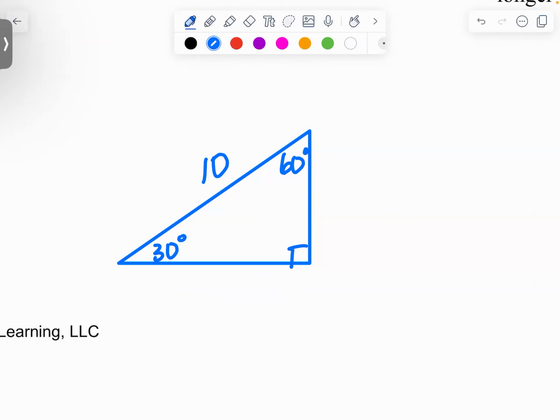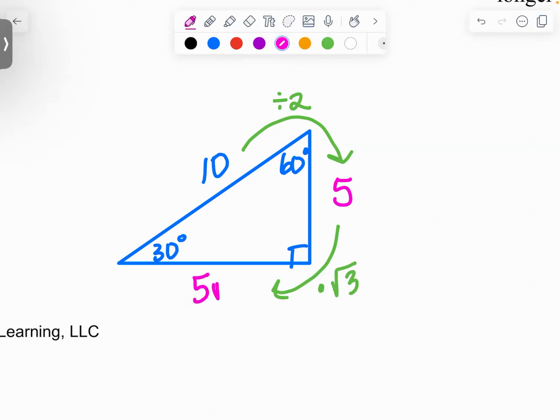Okay, so what do we have? What's 10? The hypotenuse. What must we find first? In order to get to the short leg, we got to take our hypotenuse and do what with it? Divide it by 2, which means our short leg is 5. Once we have our short leg, then we can multiply by square root 3 to get 5 square root 3.